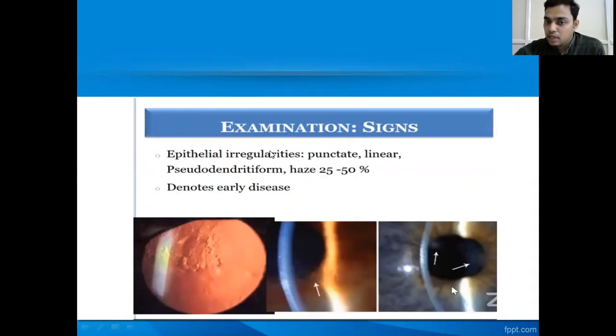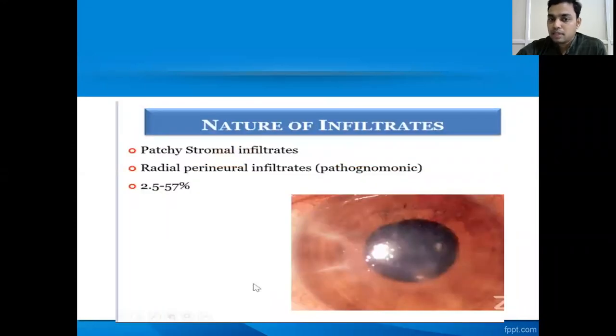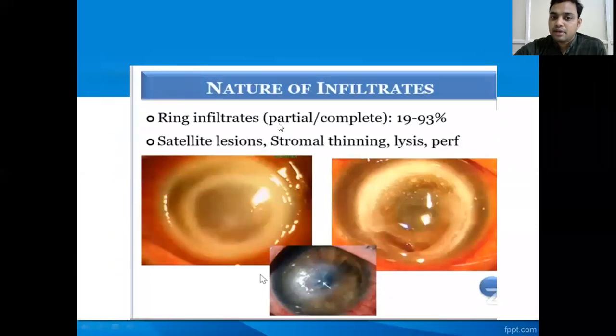So initially the epithelium is involved as punctate and linear keratitis and pseudodendritic forms, and later the stroma is involved as patchy stromal infiltrations. Then perineural infiltration is seen, which is a pathognomonic sign of acanthamoeba keratitis. Then we also see ring infiltrations, satellite lesions, and stromal thinning, lysis, and perforation of the cornea.